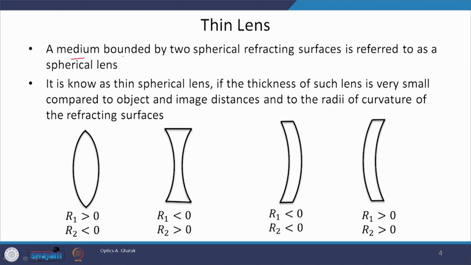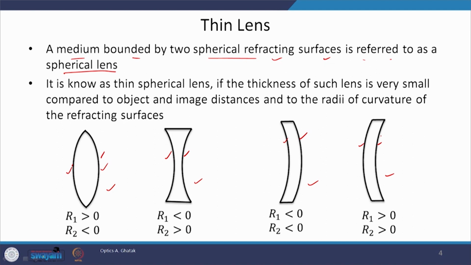A medium bounded by two spherical refracting surfaces is referred to as a spherical lens. Now, here you can see different pictures of different kinds of spherical lenses. These lenses, as you can see, are bounded by two spherical surfaces. Here, these are the two surfaces in this figure, these are the two surfaces in this figure, and so on. They have their own respective radius.